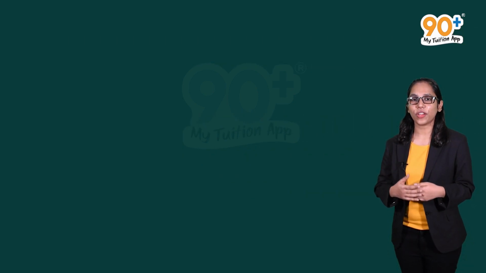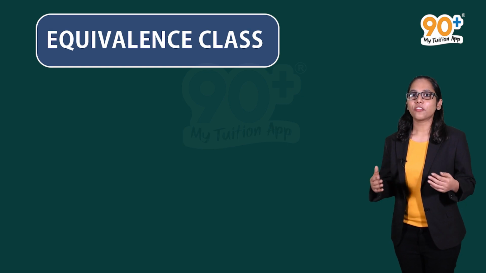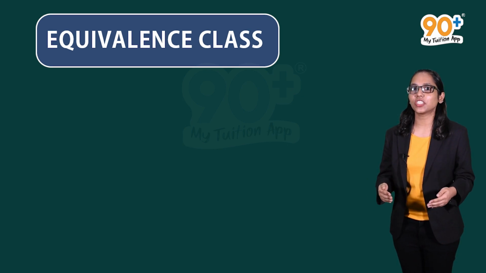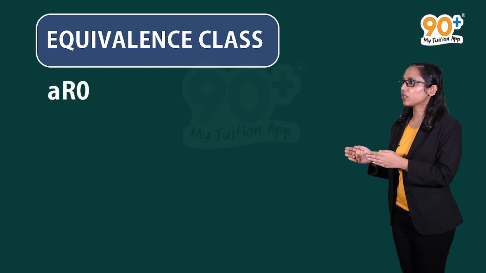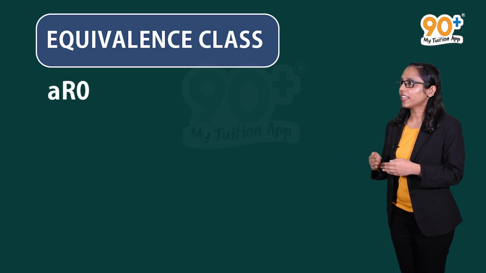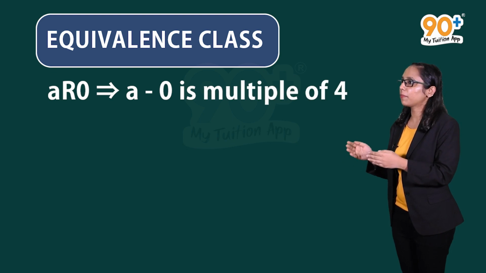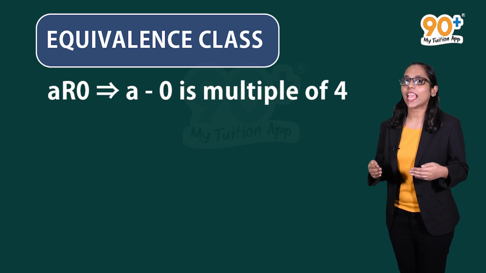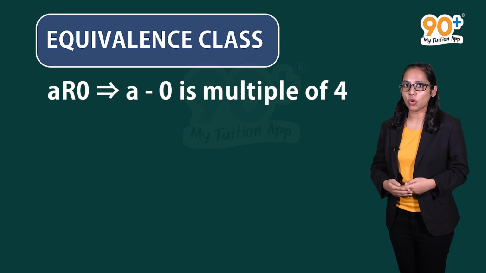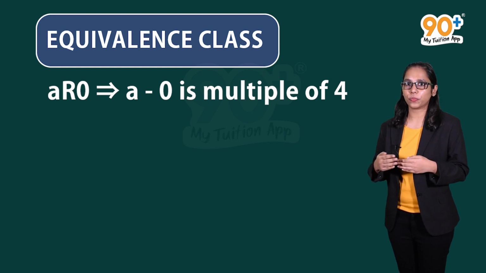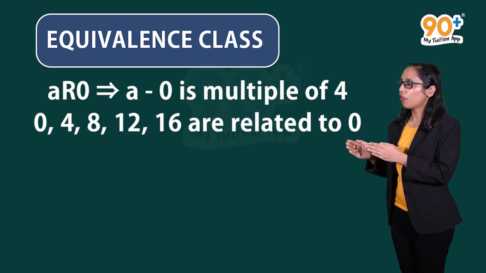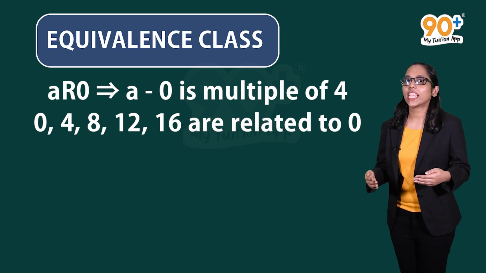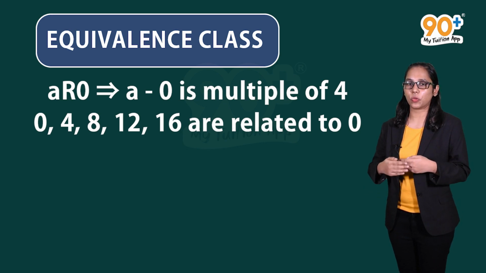Now, let's check for equivalence class. We need to find the elements that are related to 0. That is, A is related to 0, which implies that A minus 0 is a multiple of 4. That is, elements that are related to 0 will be the multiples of 4. We know that the multiples of 4 are 0, 4, 8, 12 and 16. So these numbers are related to 0.